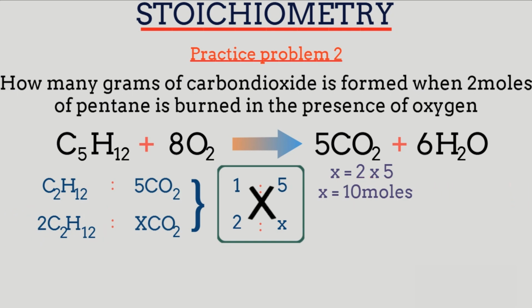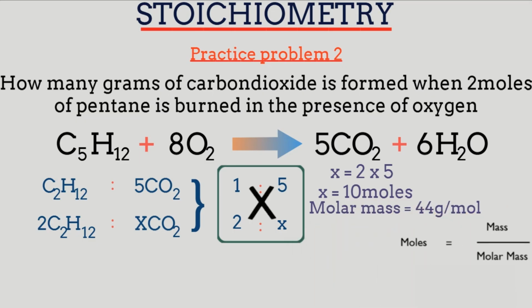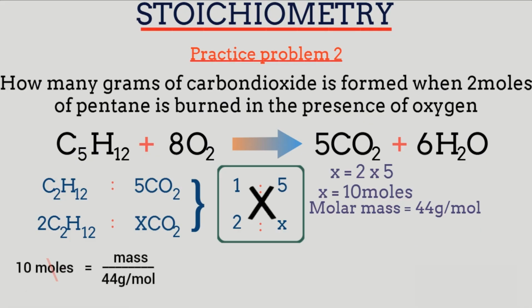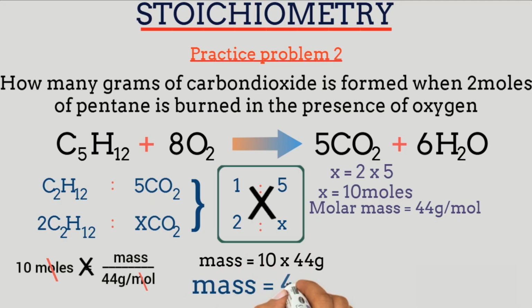Now to obtain the mass in grams of carbon dioxide, we have the number of moles of carbon dioxide to be 10 moles. The molar mass of carbon dioxide is 44 grams per mole. Using the relationship number of moles equals mass over molar mass, cancel out the moles. After cross-multiplying, we have the mass of carbon dioxide to be 440 grams. In other words, 440 grams of carbon dioxide will be formed when 2 moles of pentane is burned in the presence of oxygen.